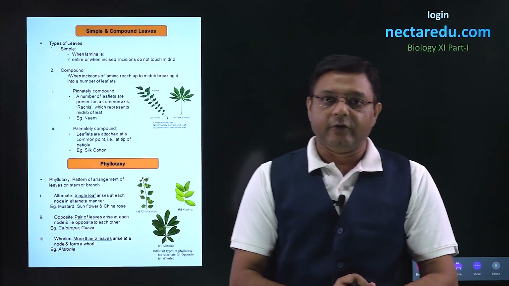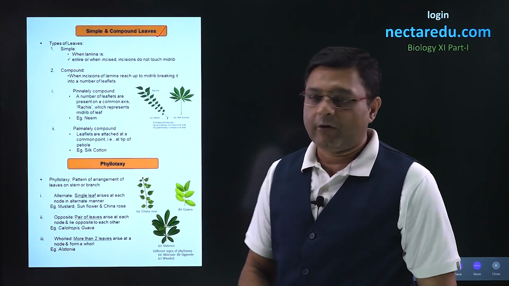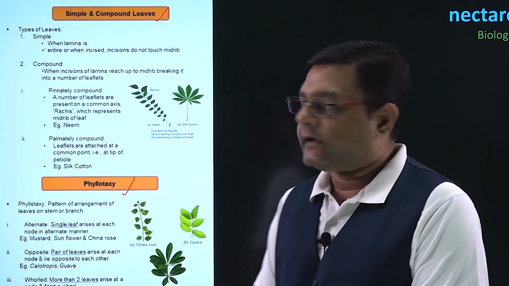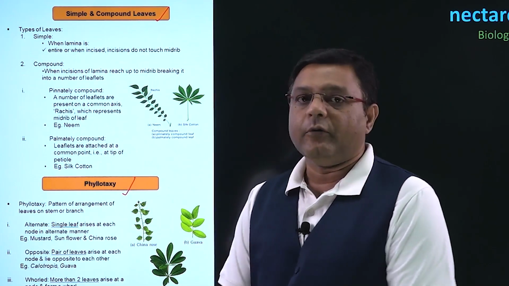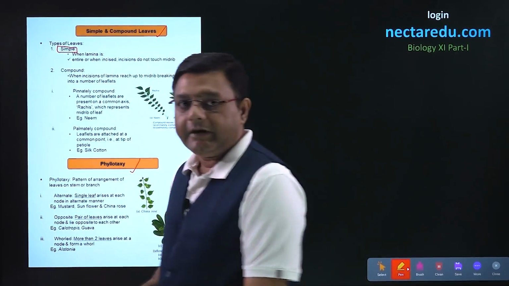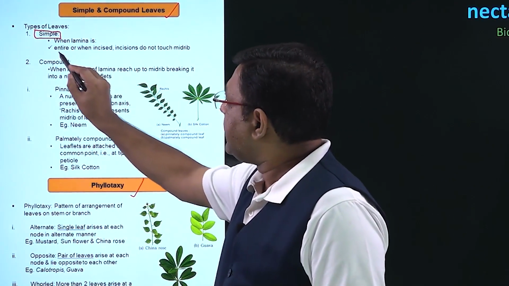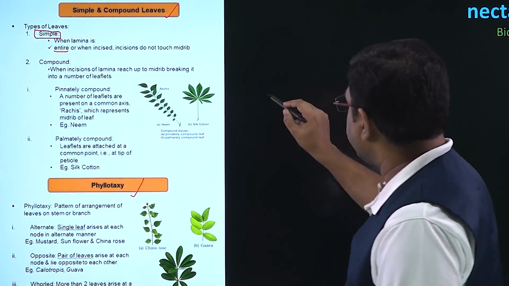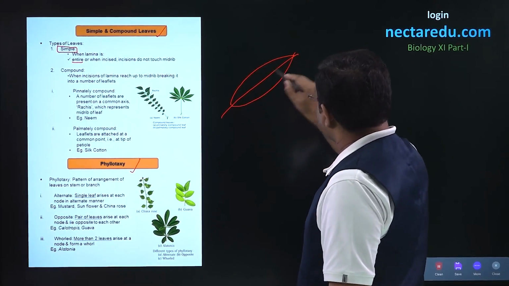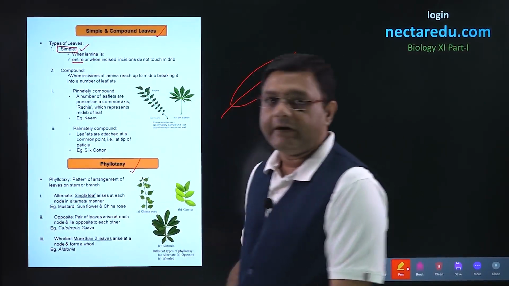In this particular video, we will look into the structure of simple and compound leaves and the term called phyllotaxy. Starting with simple and compound leaves. First we will look into the simple leaves. Simple leaves are the leaves in which the lamina is entire. So if this is the leaf and this lamina is not broken, this is the case of a simple leaf.